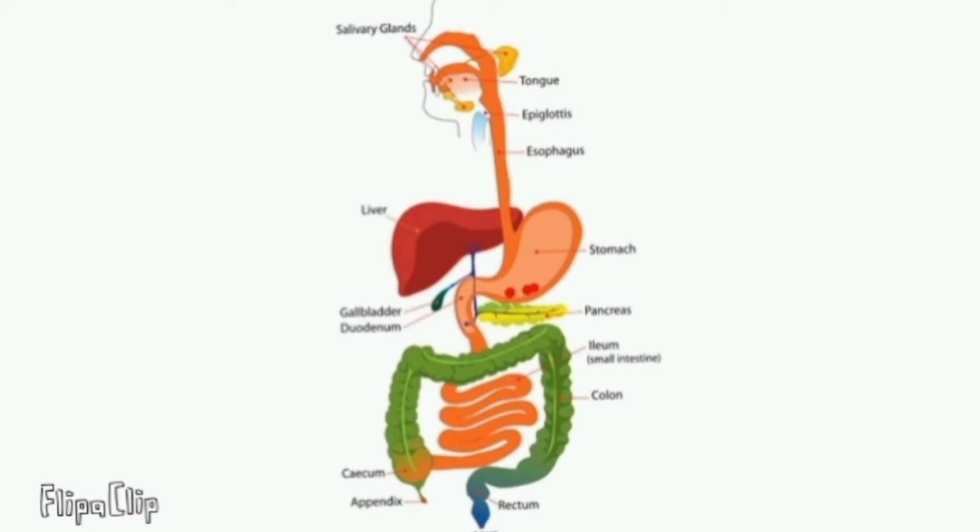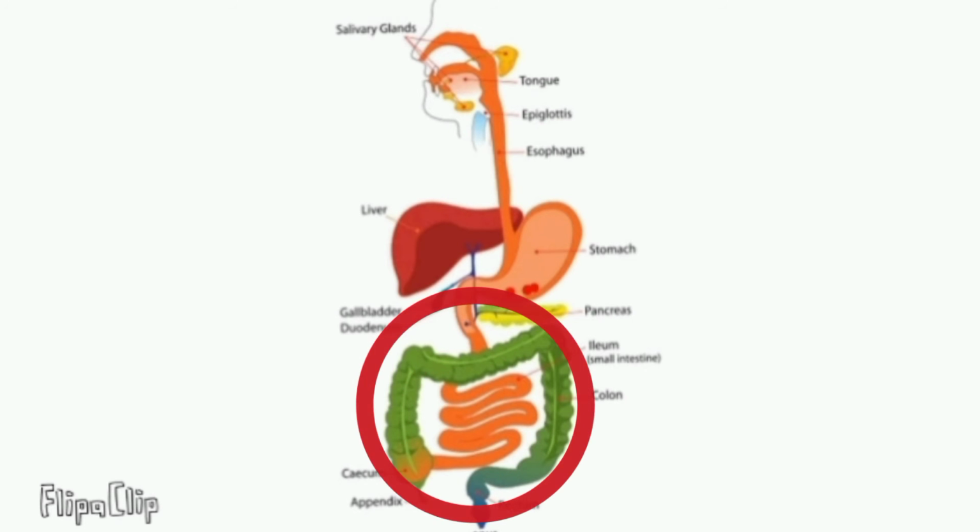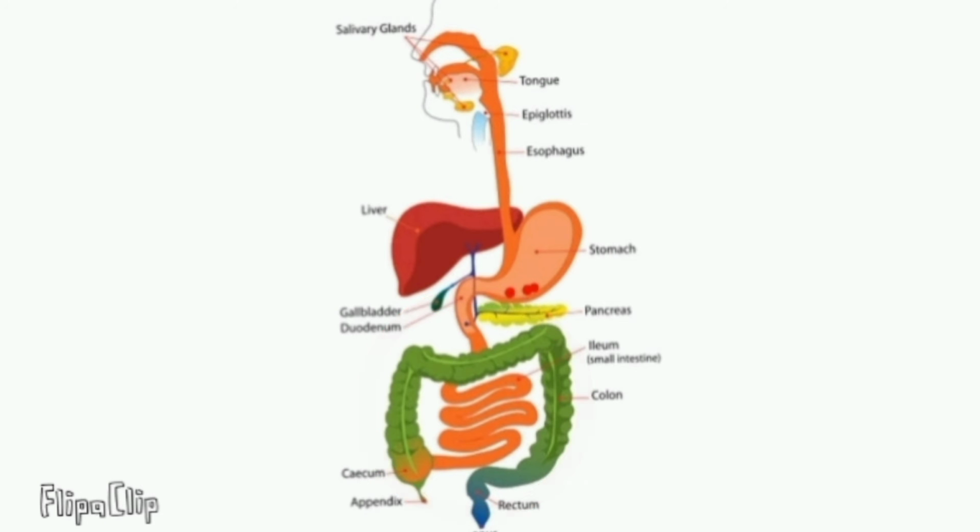Just beneath the mouth or the buccal cavity is the esophagus, which is a long pipe-like structure, and it is continuous towards the stomach. The J-shaped structure is the stomach, and on the left hand side you can see the liver, which is red in color. Then the long narrow coil-like structure is the small intestine, and the broad tube-like structure, which is green, is the large intestine.